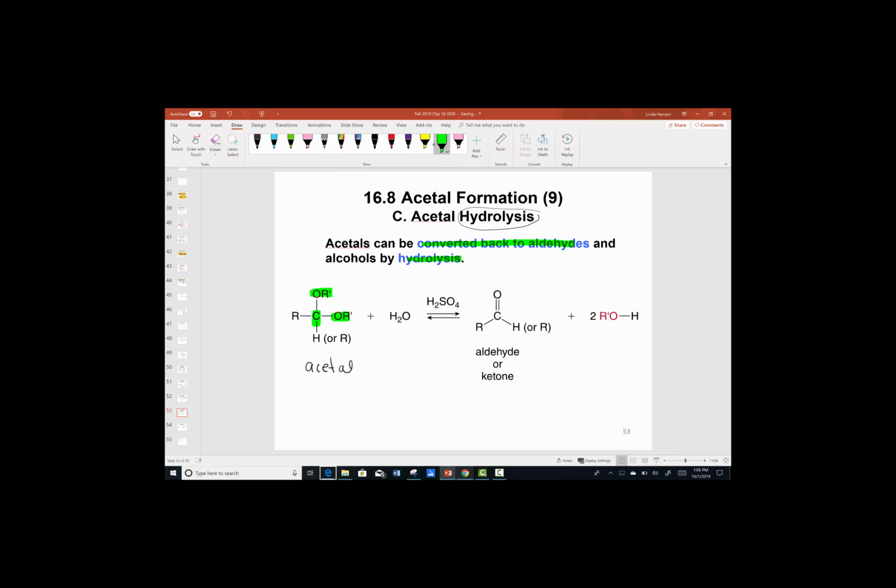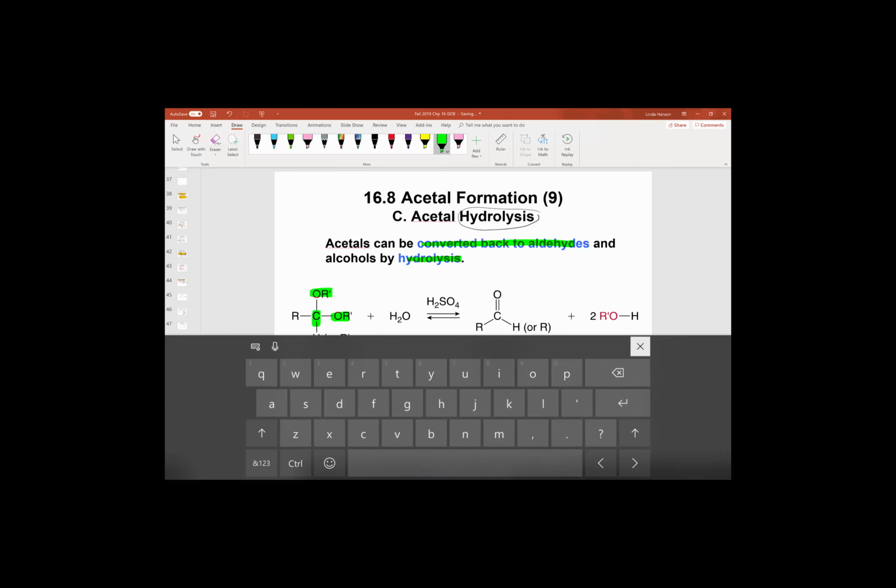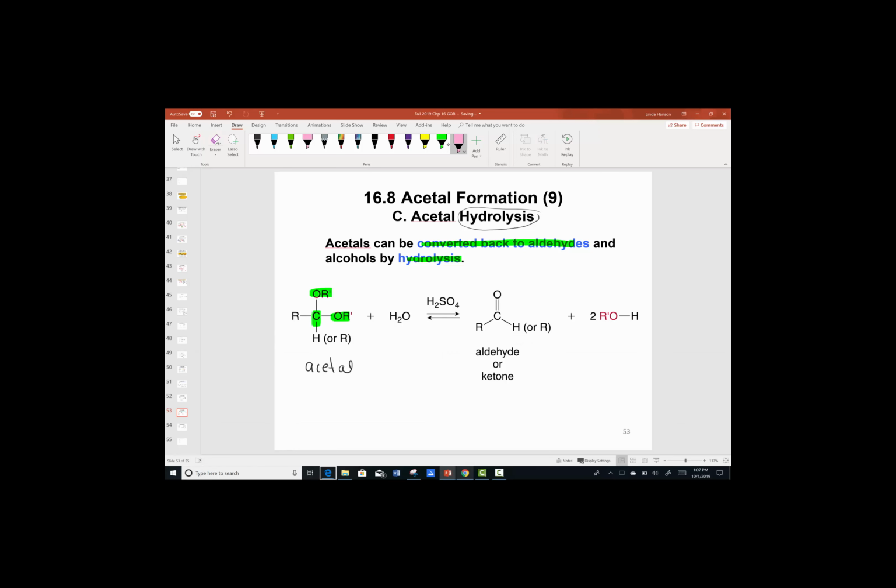By adding water, we undergo hydrolysis, and adding water says what I'm going to do is to remove the following compound. Here I'm going to remove the original R, OR, and we end up back with the aldehyde or the ketone that we started with. And here are the 2 equivalents of the alcohol. So it did this all in one step in this particular diagram.